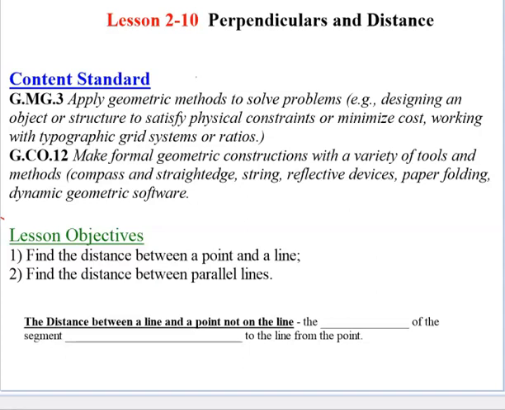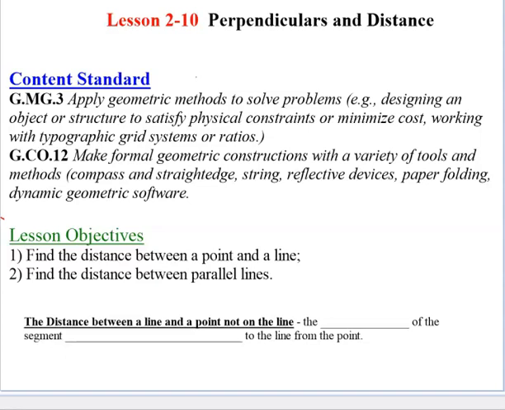We're now ready for lesson 210. You can see our title there is Perpendiculars and Distance. There's really two objectives that we want to cover in this lesson. You can see them listed there. We're going to start with problems involving finding the distance between a point and a line. And then we'll move to a different type of problem where we find the distance between two parallel lines.